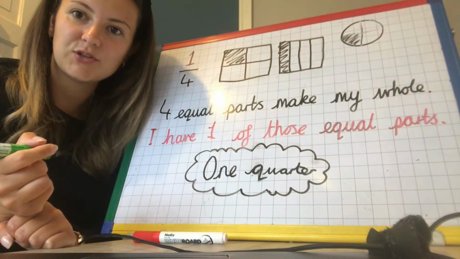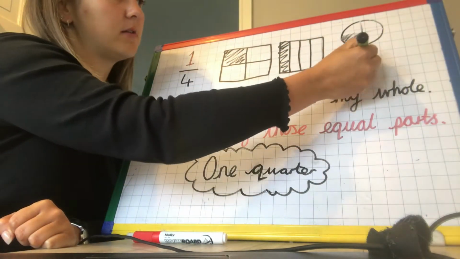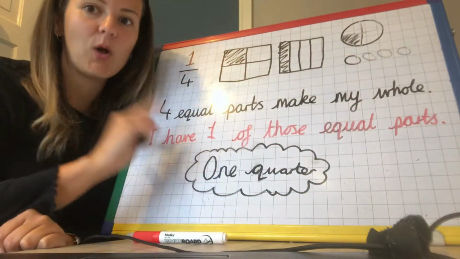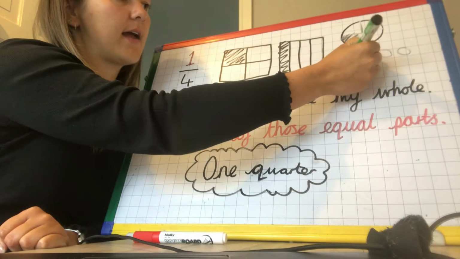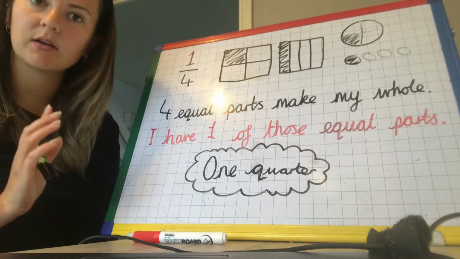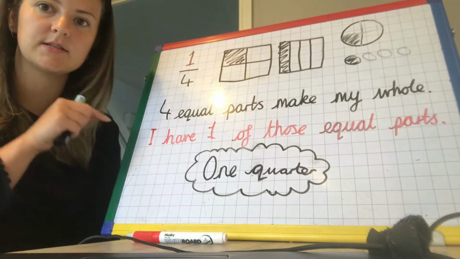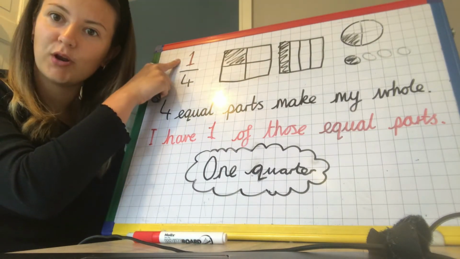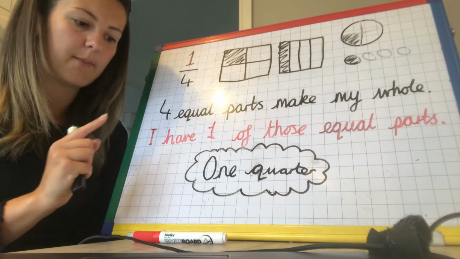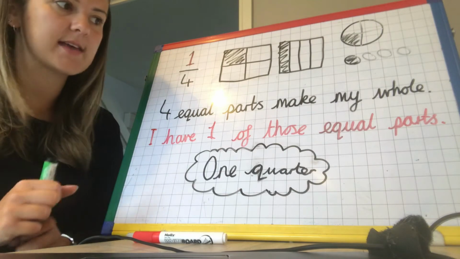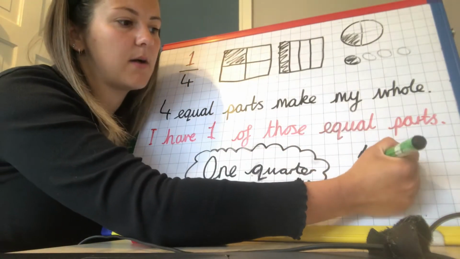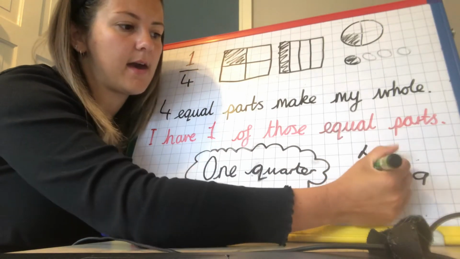And finally, I'm going to do a group of items. So, 1, 2, 3, 4. Okay, so 4 equal parts make my whole, and I have one of those equal parts. I have 1 quarter. Okay, so it's really important to remember our stem sentence. 4 equal parts make my whole, and I have one of those equal parts. Now remember, it's got to be equal, it's got to be fair, you've got to be happy with it. And the last thing to remember is, to find a quarter, you half a half. Okay, so half a half.